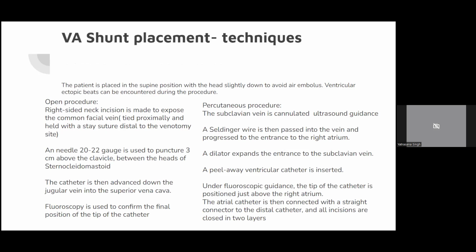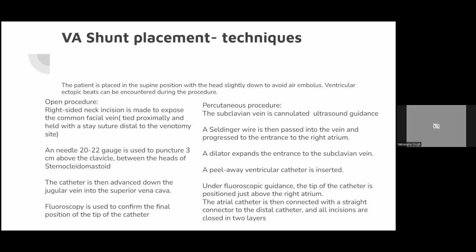For the open procedure, a right-sided neck incision is made to expose the common facial vein, which is tied proximally and held with a stay suture distal to the venotomy site. A needle of 20 to 22 gauge is used to puncture about 3 centimeters above the clavicle between the heads of the sternocleidomastoid. The catheter is then advanced down the jugular vein into the superior vena cava and the final position is confirmed by fluoroscopy.